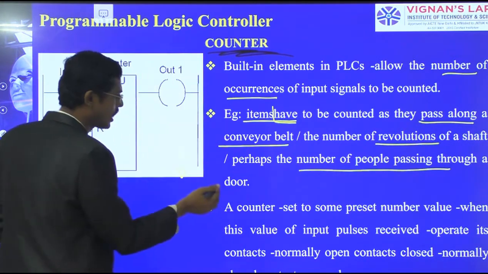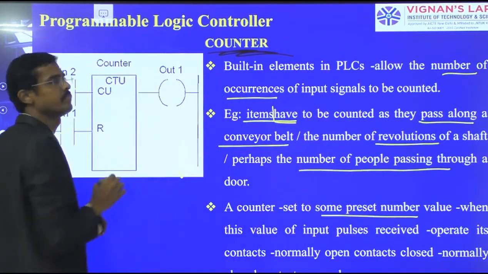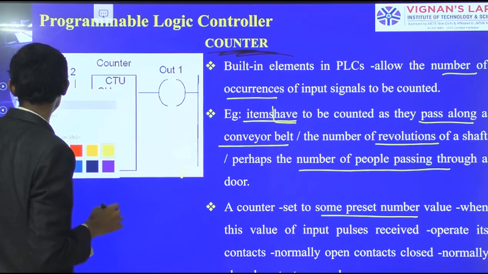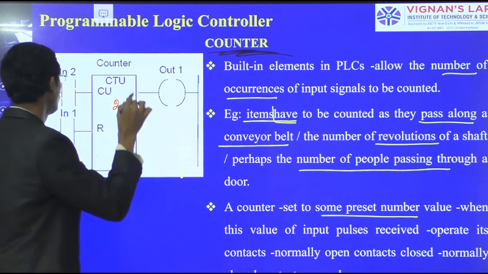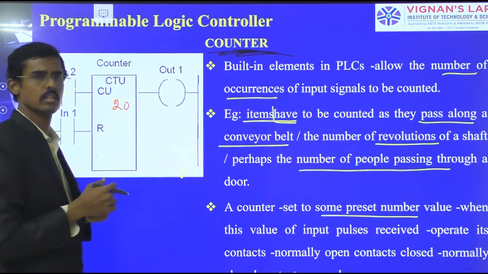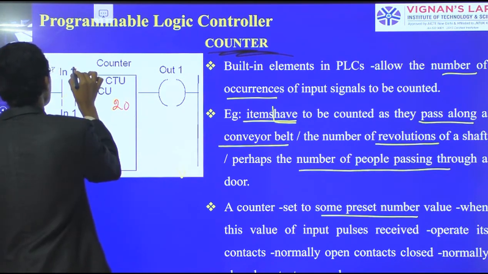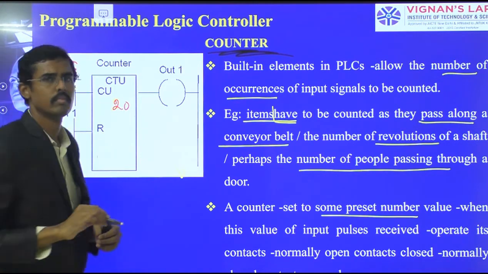So for example, a counter is set to some preset number of values. This counter I am setting up for 20. So I am setting the counter as 20 here, 20 counts to be done. And then this counter is passing through. So this is maybe counter 1, input has been given and it is counted.